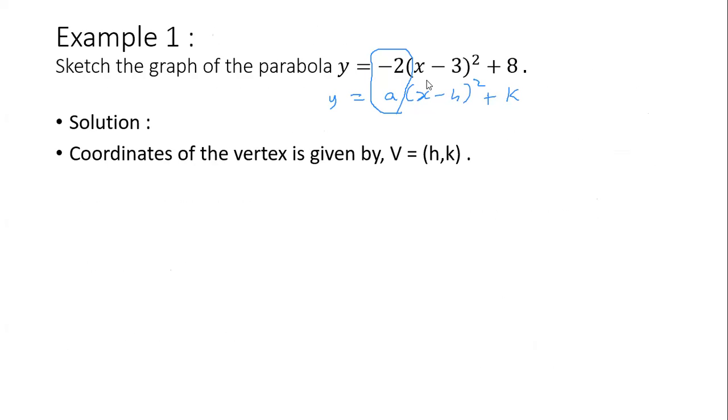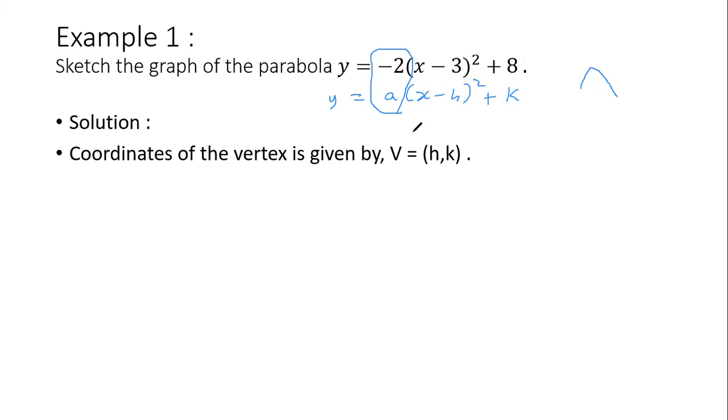Now, in this case, a is negative 2. Therefore, it opens downwards. It goes like this. At the vertex, if you compare, negative h equals negative 3, therefore h equals 3. See, the signs are the same. Therefore, you shouldn't worry about finding signs. If this plus 8 was negative 8, then k is negative 8. But in this case, this is positive, therefore k is positive 8.